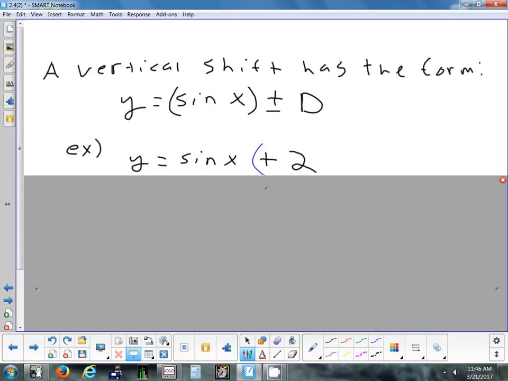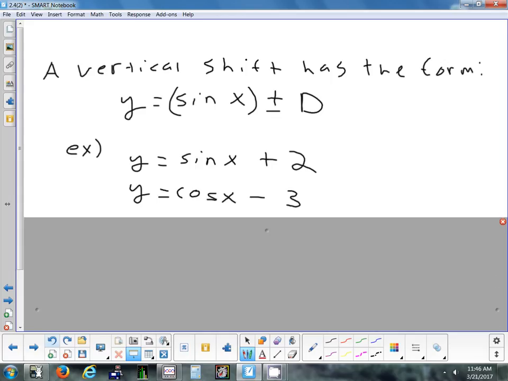So what if I did something like that? Okay, the sine of whatever, or the cosine of plus or minus. So the x and the number are not in parentheses. Okay? So in this case, normally you wouldn't put parentheses around it like that. You would see it written just like that. Okay, those are both examples of vertical shifts.